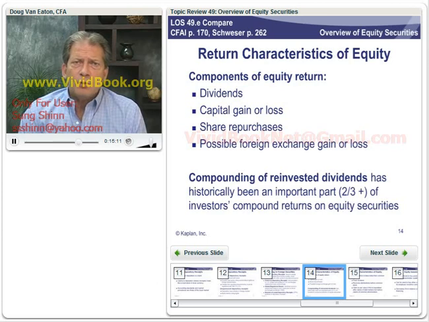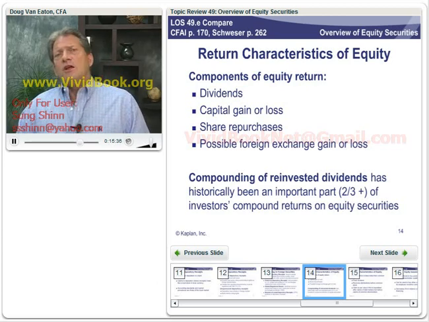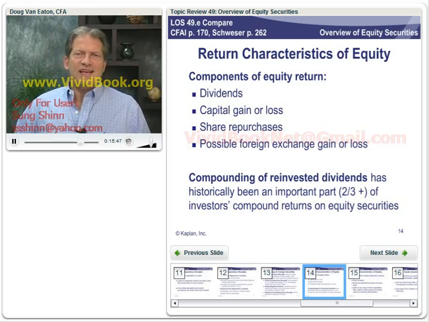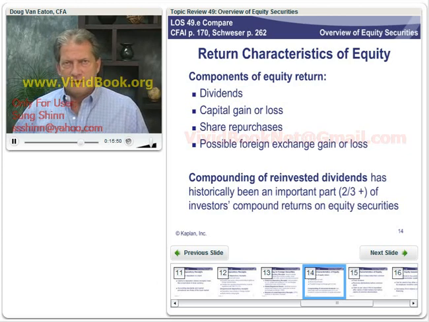If you've invested in foreign equities, you also have return, either positive or negative, on the foreign exchange change, that is the change in the exchange rates between the countries. And interestingly, compounding of reinvested dividends has historically been 2/3 plus of investors' compound returns on equity securities. So if you bought some equity securities, they reinvested the dividends in those shares and let it grow over 20 and 30-year periods, over 2/3 of those returns have been from the dividends and the earnings on reinvested dividends.